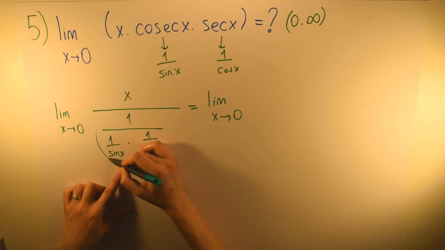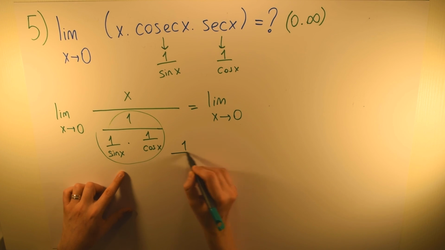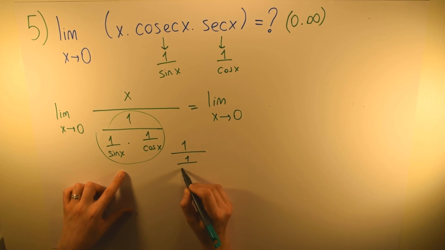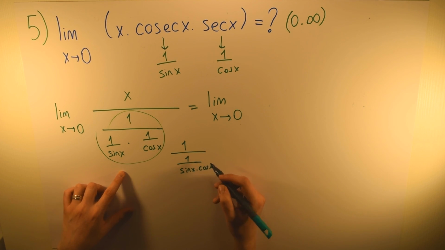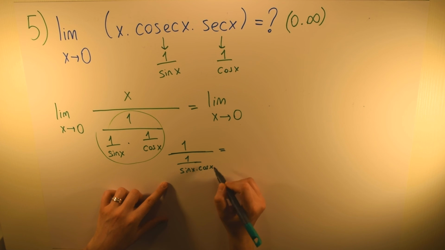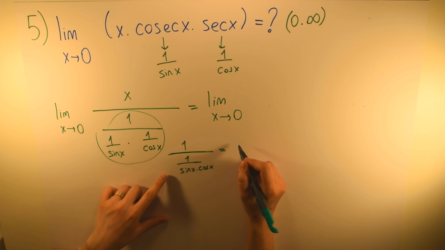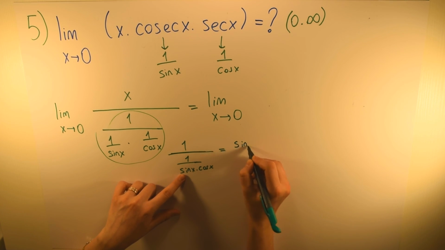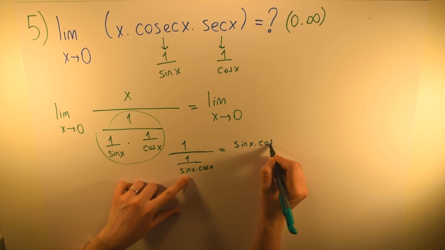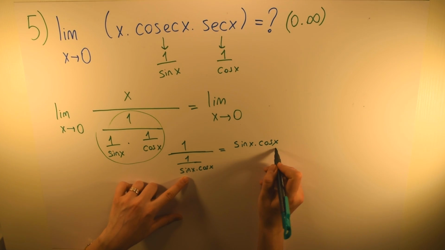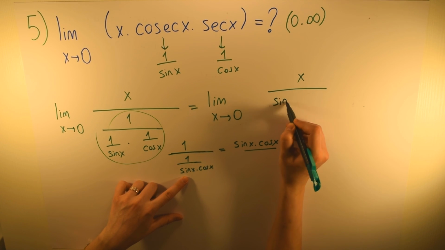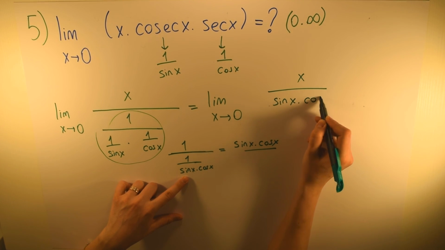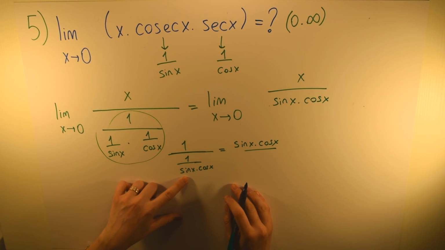So this denominator is actually equal to 1 over sine x times cosine x, right? So this is also equal to sine x times cosine x, right? So I can write this as x over sine x times cosine x, okay?